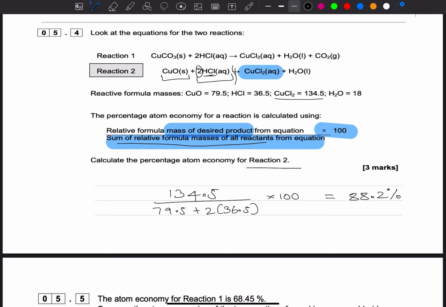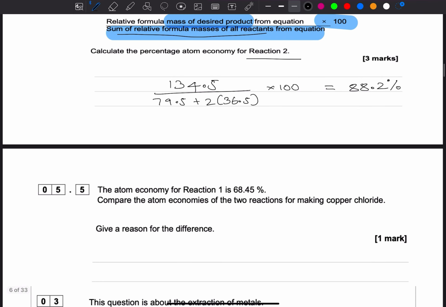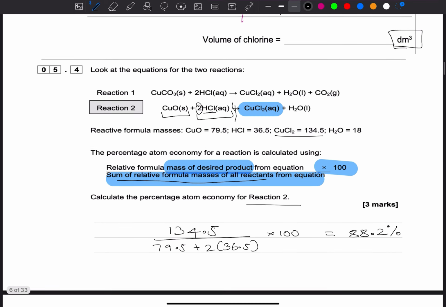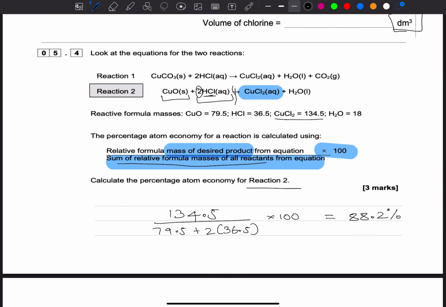Atom economy formula sometimes is given, but sometimes is not given. So you've got to memorize it. And also the percentage yield formula. So just memorize those formulas. Atom economy for reaction 1 is 68.5. Give the reason. Atom economy goes down if you have more waste products. If this is your useful product, this is also the useful product on that one. So which are the waste products? On this one I got 1 waste product. On reaction 2 I got 2 waste products.